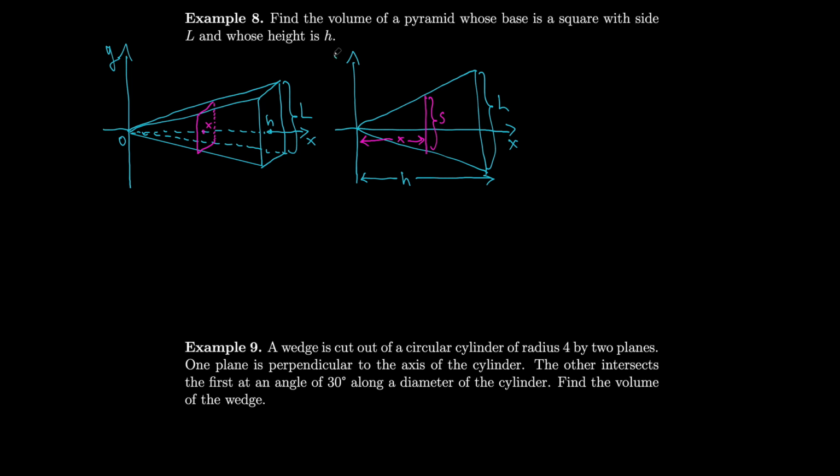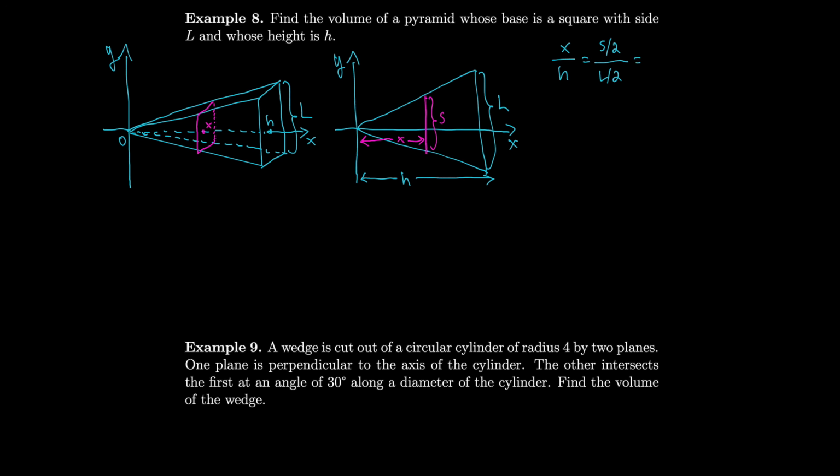I think we have enough information now that we could figure out what the area is. Notice that this triangle over here and this smaller triangle over here are similar triangles. So I can take x divided by this base, which is h, and that must be equal to this part of this triangle divided by this part of this triangle. So that's half of s, or s over 2, over L over 2.